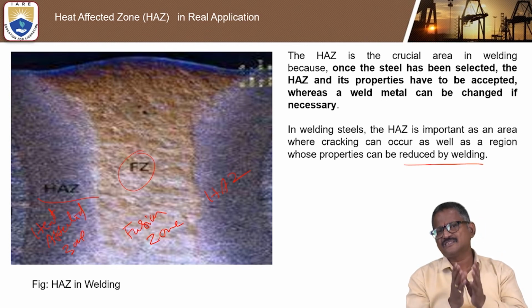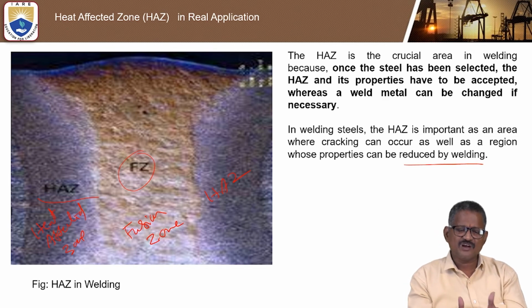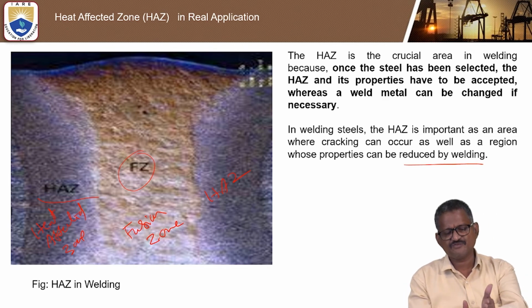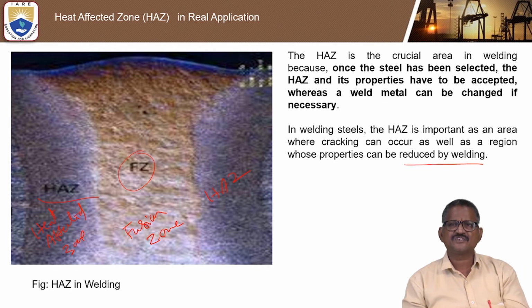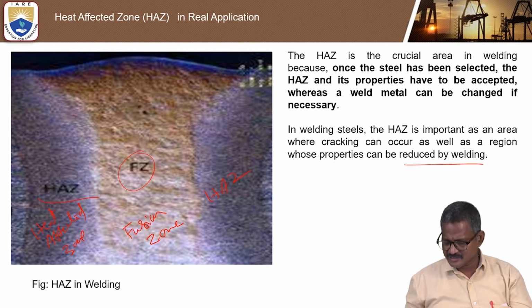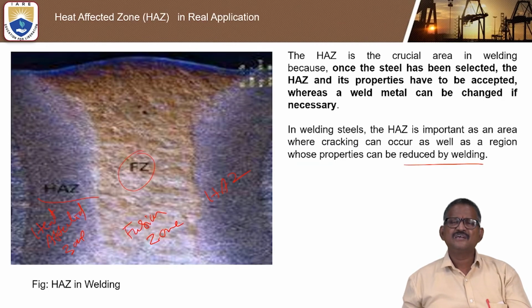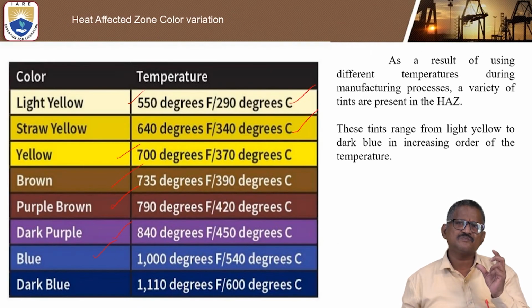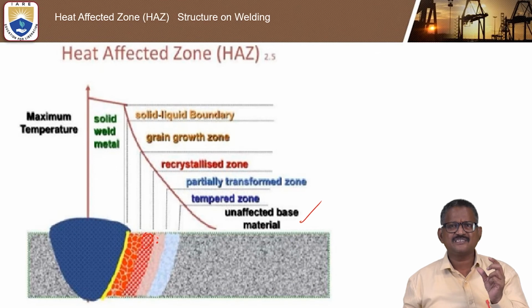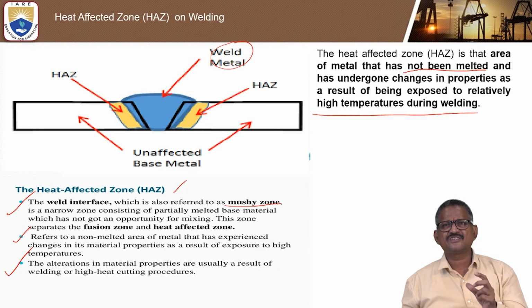So if you take that diagram with a microscopic structure, this is how you differentiate between the fusion zone and a heat affected zone. So this is the heat affected zone in a real life application. I hope this covers the major important things about the heat affected zone in a welding process.